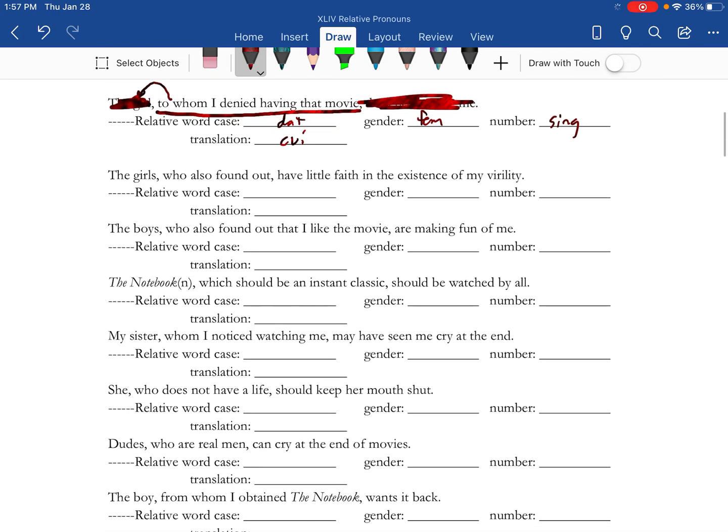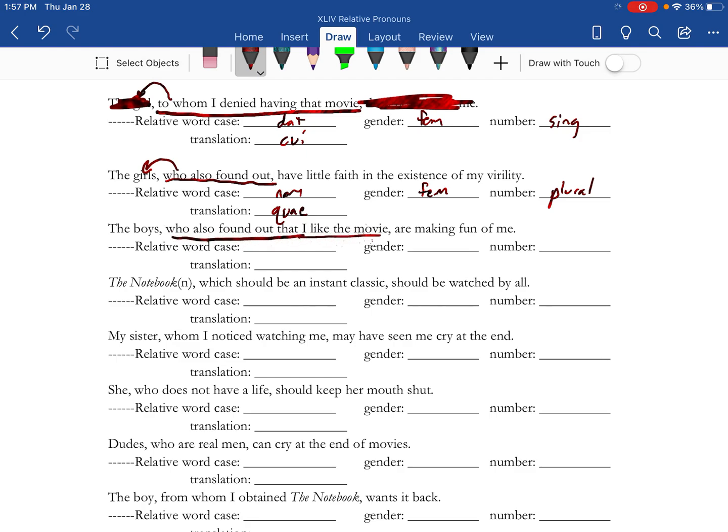The girls who also found out have little faith in the existence of my virility. So there's our clause. The antecedent is girls, so feminine. Number is plural. Alright, and who found out? Who is going to be the subject in that clause, so it's going to be nominative. So nominative feminine plural is going to be qui.